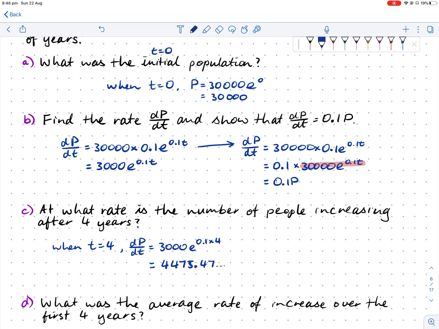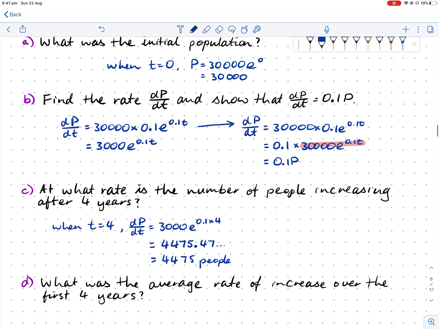and that should give you 4,475.47. Now, because we're talking about population, we need to round that to the nearest whole number. Okay, it makes no sense to have half a person. So that's going to be 4,475 people. And because it's a rate, remember, it's people over the time, okay? And the time was in years, so it's 4,475 people per year. Okay, so just make sure you check carefully what the units are. It's always best to write your units back in.